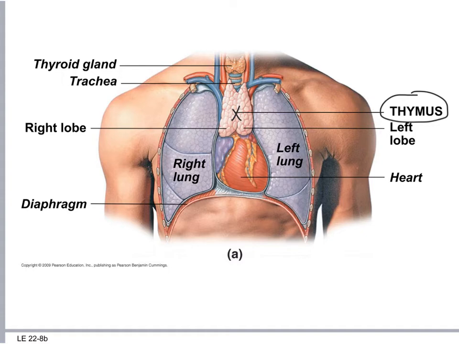So the thymus is bigger as a child and an infant because they're just experiencing new pathogens for the first time. And after a while, there's T cells that are produced that are directed towards those pathogens. So there will be fewer and fewer new pathogens that a person is introduced to as an adult.